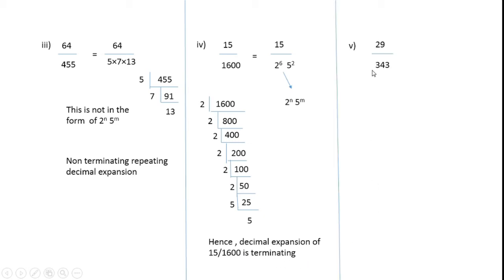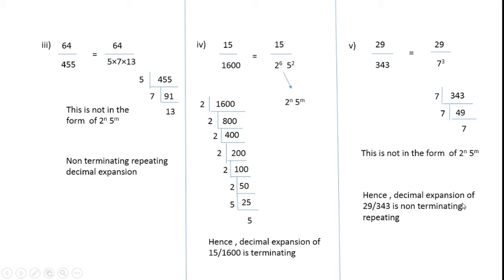The next one, 29 by 343. The prime factorization of 343 is 7, 49. 7 sevens are 49. So we can write it as 29 by 7 to the power 3. This is not in the form of 2 to the power n, 5 to the power m. Hence, the decimal expansion of 29 by 343 is non-terminating repeating.